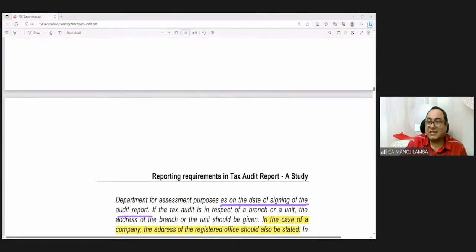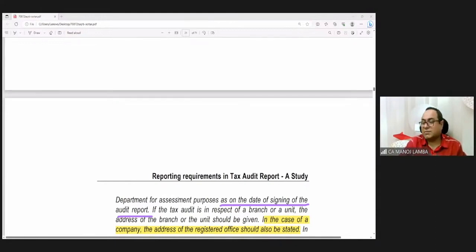So you have to check this address. Which address is available with the department for the purpose of making assessment? It is not to be checked on the 31st March. It is to be checked on the date of signing of the audit report, my dear friends. This is a very, very important thing which the Institute is guiding us: as on the date of signing of the audit report.